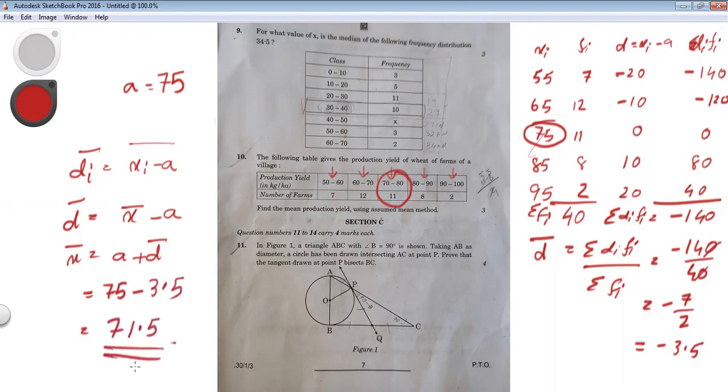This is going to be your mean using the assumed mean method, right? I hope it was helpful.